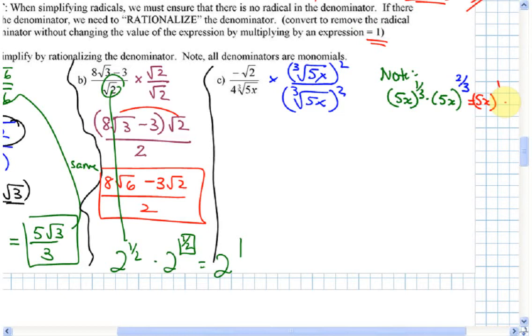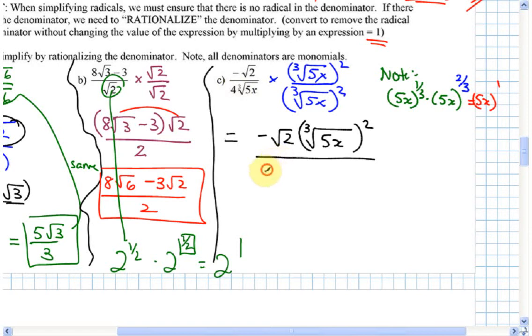Okay. So if I do it like this now for part C, notice my numerator just becomes negative root 2, and I have this cube root of 5x all squared. We really can't simplify that because one of these is a square root, the other one is a cube root. Like I said before, the index is not the same, so you can't combine them together. But in the denominator, I think you can combine together.